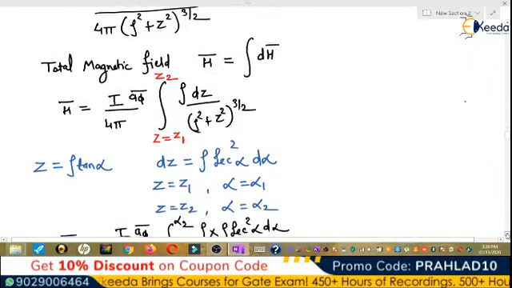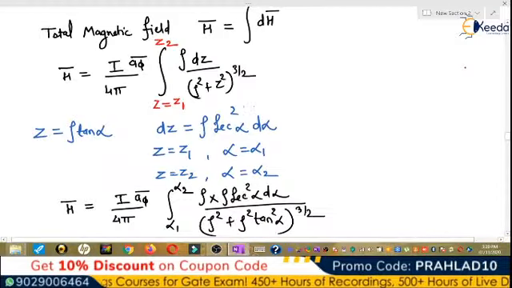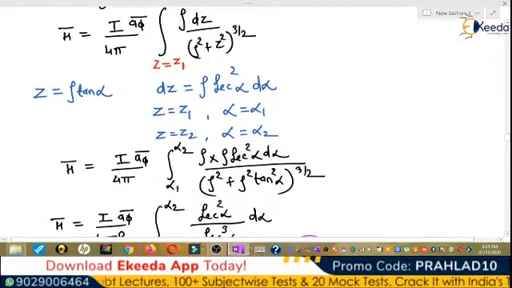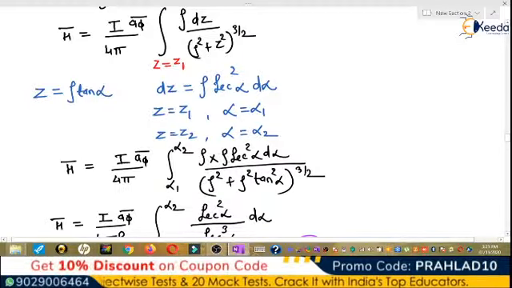So z is equal to rho tan alpha, so dz is equal to rho sec square alpha d alpha. When z is equal to z1, alpha is alpha 1. When z is equal to z2, alpha is alpha 2. So the H vector is I by 4 pi a_phi, alpha 1 to alpha 2, rho into dz. dz is rho sec square alpha d alpha upon (rho square plus rho square tan square alpha) to the power of 3 by 2.